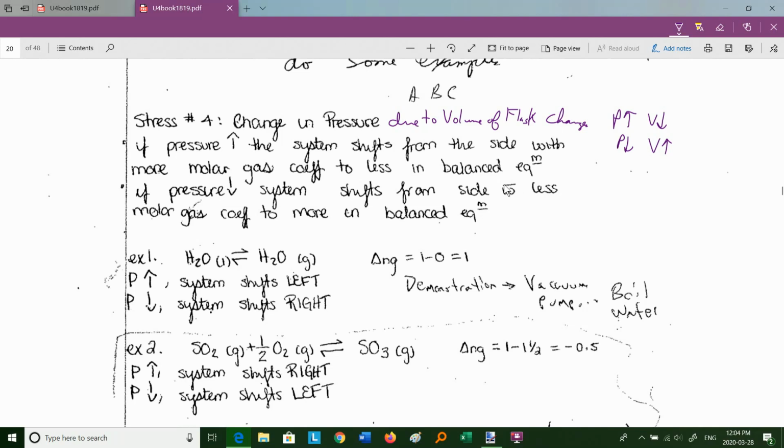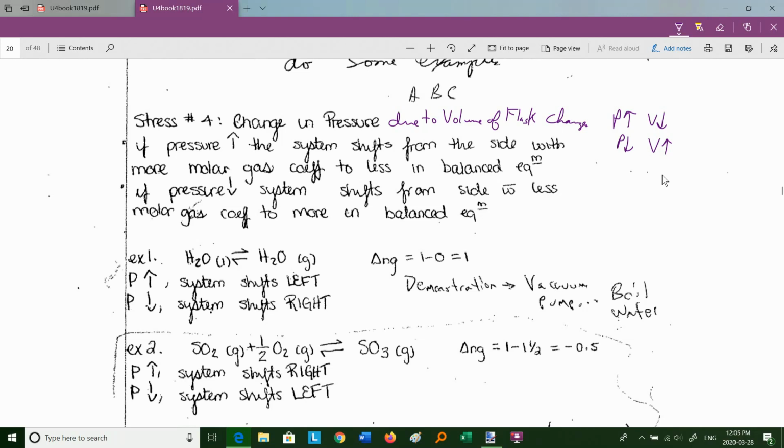And conversely, if the pressure goes down, Le Chatelier says, whoa, I want more vapor to form, so I'm going to shift to the side with more gas mole coefficients, from the less molar gas side to the more. Okay? Students sometimes want to simplify too much, and they say, well, if I increase the pressure, I go to the right. If I decrease the pressure, I go to the left. You can't do that. You have to look at each individual balanced chemical equation, look at the gas mole coefficient sums on either side, and then make your choice based on that.